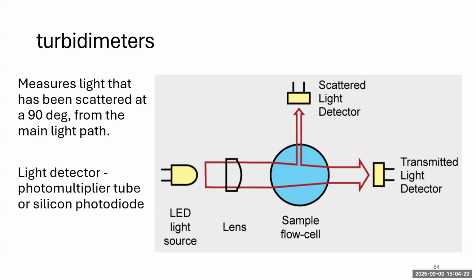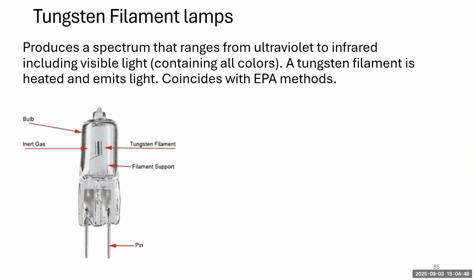They call it a photomultiplier tube, or a silicon photodiode. It measures the intensity of light, and that light is due to those particles. And you see, I've put some particles of different color. Color can affect how well a turbidimeter works.